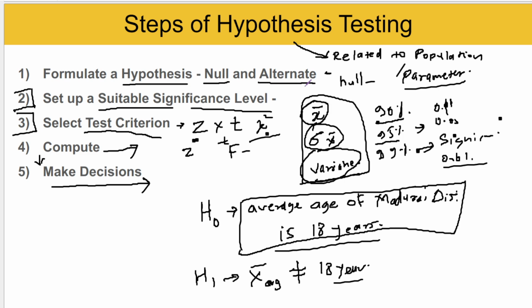What is the alternate hypothesis? If that is not happening, because every time you cannot be correct while guessing, right? I'm guessing that it is 38, but I cannot be correct every time. So what are the alternate cases? It is not going to be equal to 38, or you can say that it is more than 38, or you can say that it is less than 38.